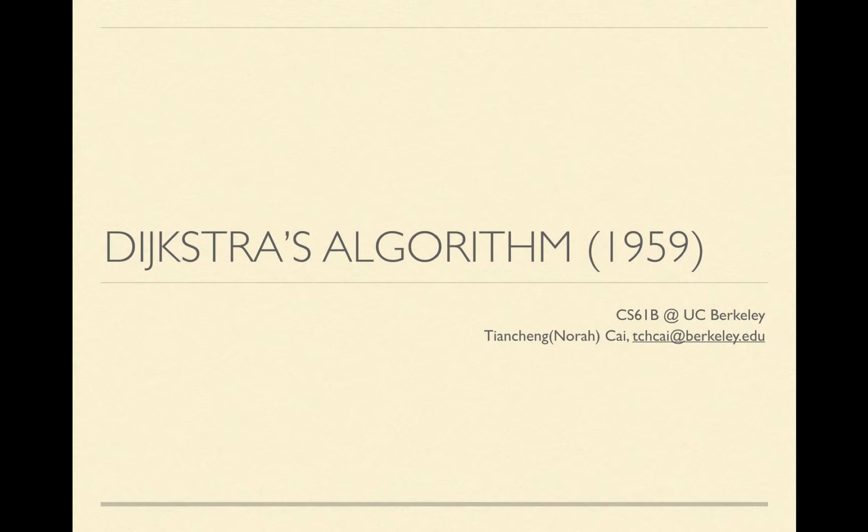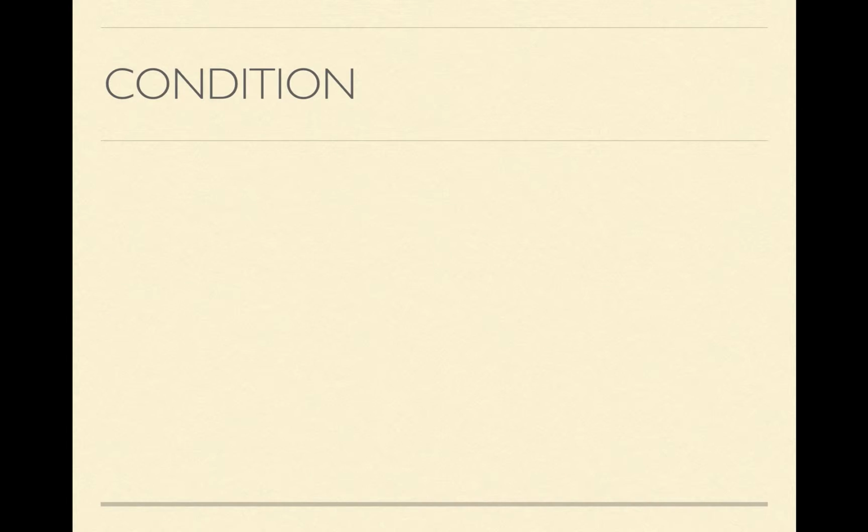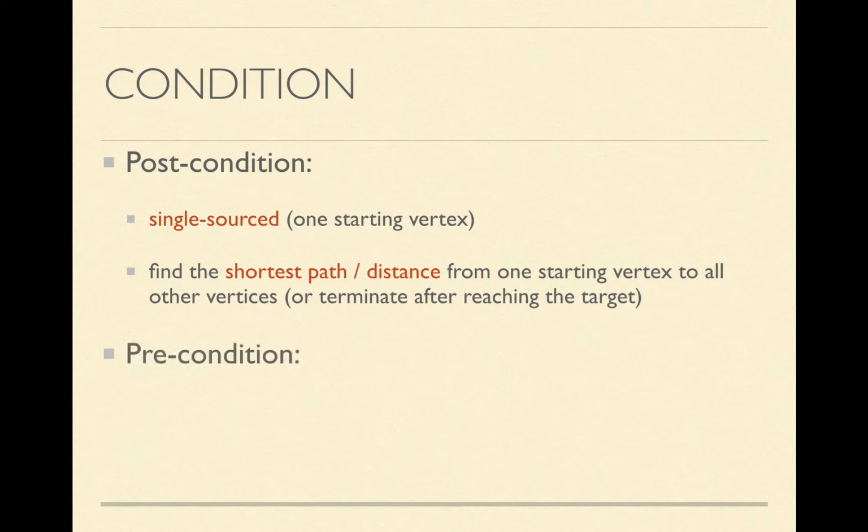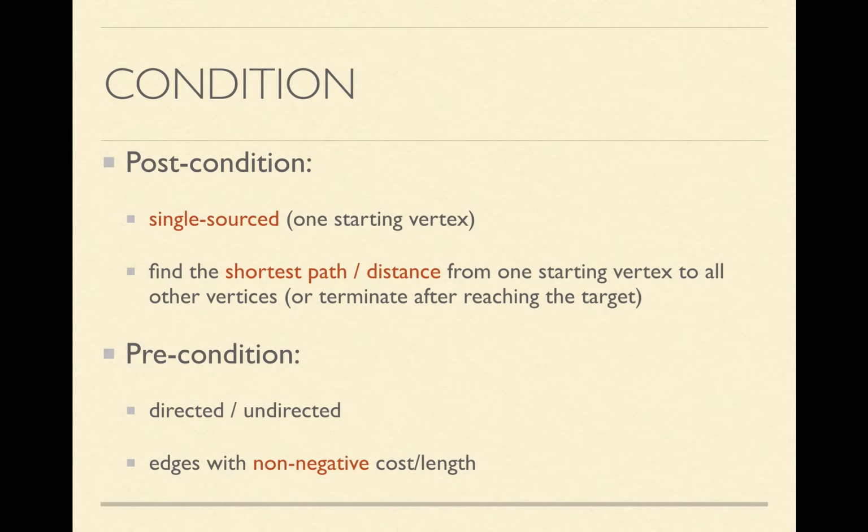Okay, let's play around with Dijkstra's algorithm. First, what does Dijkstra's algorithm do? It finds the shortest path from a single starting vertex to all the other vertices in the graph. You can also terminate after just reaching the target vertex. Note that Dijkstra applies to both directed and undirected graphs, but the edge lengths are required to be non-negative.